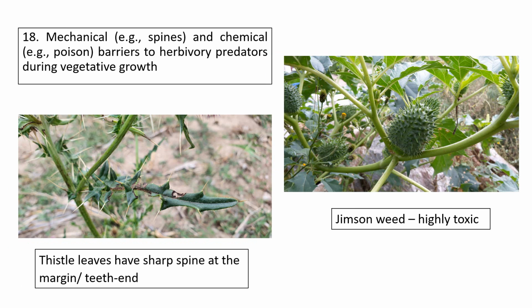18. Mechanical and chemical barriers to herbivorous predators during vegetative growth. For example, thistle leaves have sharp spines at the margin or teeth end, and Jimson weed is highly toxic.